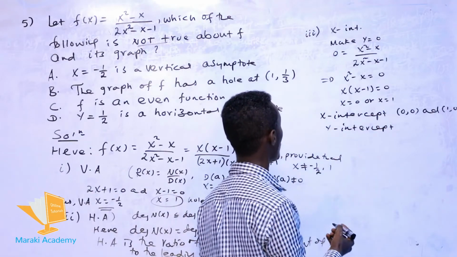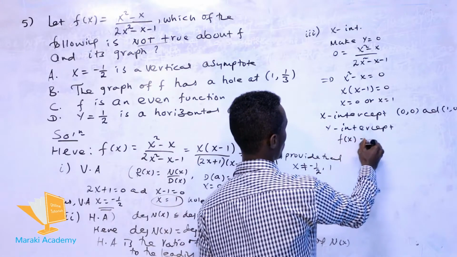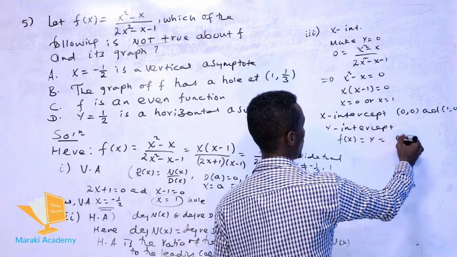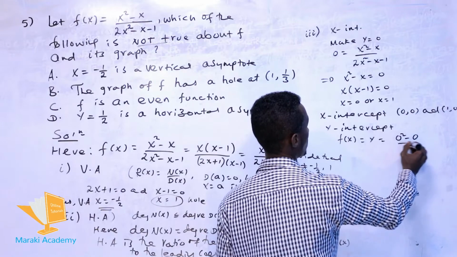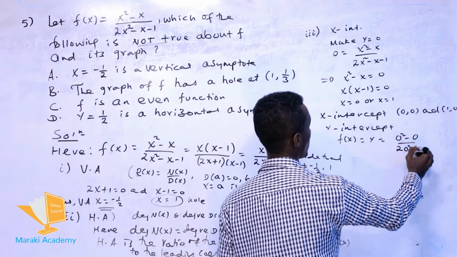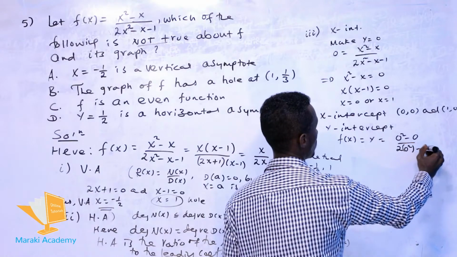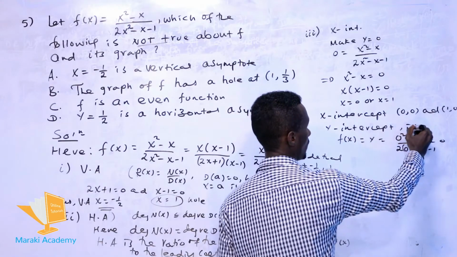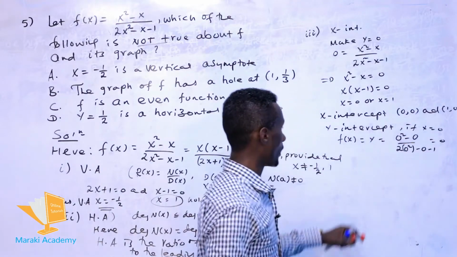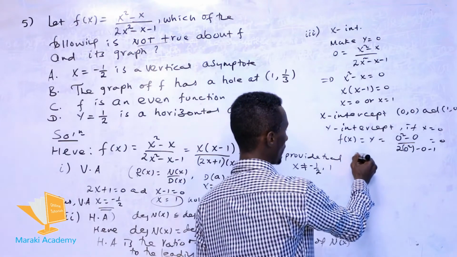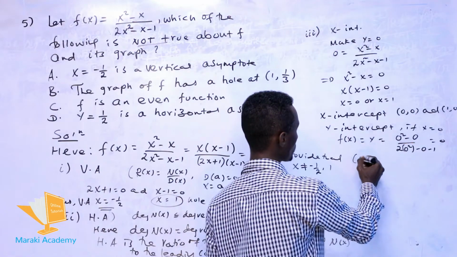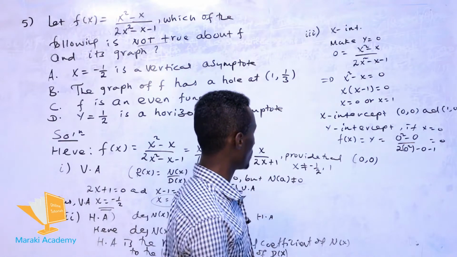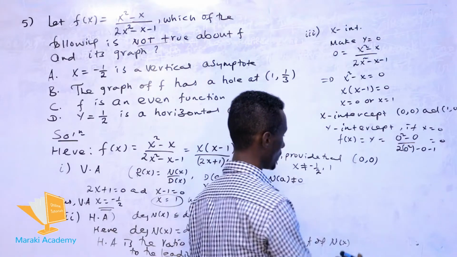To find the Y-Intercept, we set x to 0 in the given function f of x, which is equal to y. x square minus x over 2x square minus x minus 1 becomes 0 over minus 1, that is 0. So if x is equal to 0, what is the value of y? The y-intercept is (0, 0).